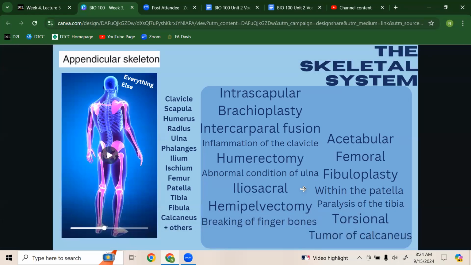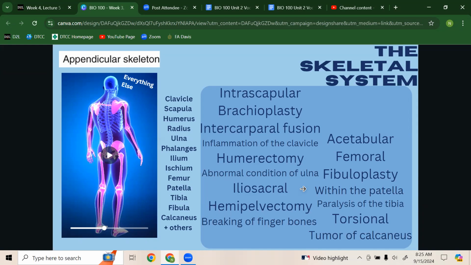Okay, breaking of finger bones. So a suffix for breaking could be clast, which usually means fracture. And you could also say clasia, if it was happening during surgery. So clast or clasia would be a suffix that would be correct. And then our combining form for finger is going to be dactylo. So dactyloclast or dactyloclasia would be a correct answer for this one.